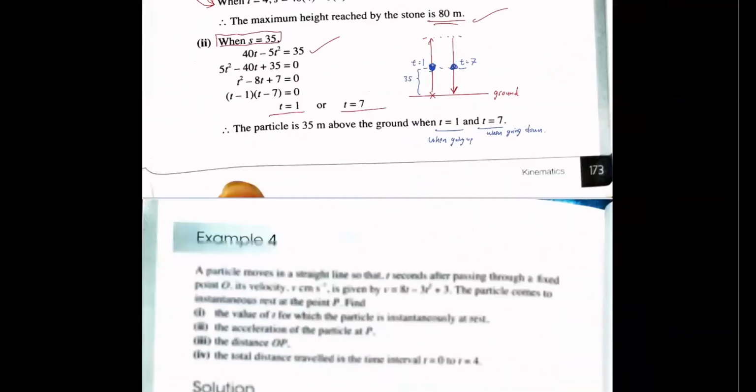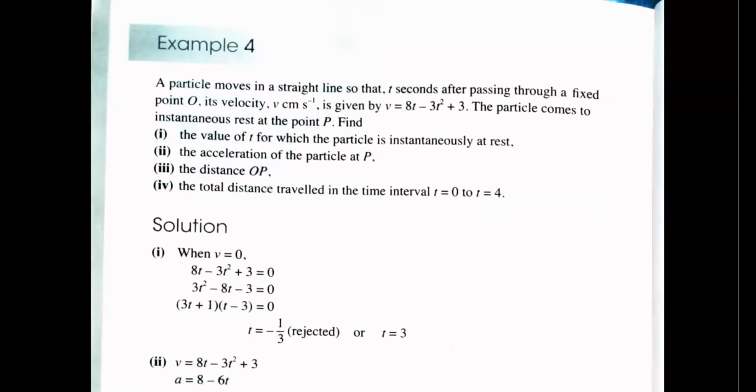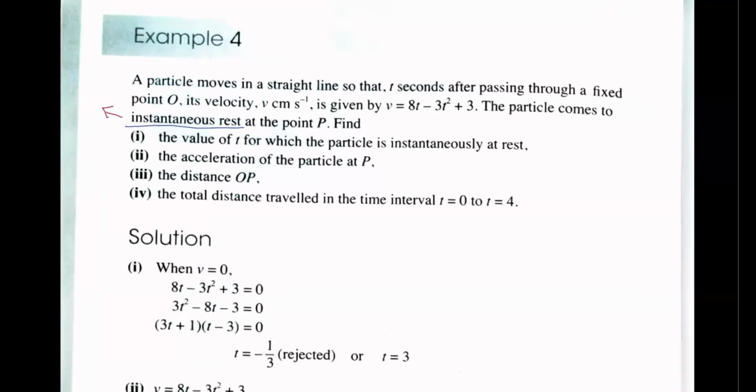Move on. Next example. A particle moves in a straight line so that T seconds after passing through a fixed point O, its velocity v cm per second is given by v equals to blah, blah, blah. The particle comes to instantaneous rest at the point P. What's instantaneous rest here? Rest means? It's V is 0. Very good. V equals 0. Exactly. That's it.